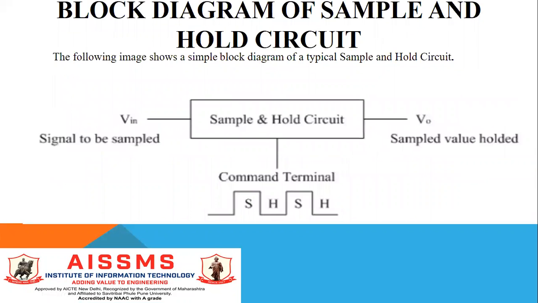In the block diagram of the sample and hold circuit, the signal to be sampled is given at the input terminal. After the sample and hold circuit operates, the sampled data or the sampled signal is obtained at the output voltage. At the command terminal, the commands are given for sampling or holding the signal for a specific duration of time.